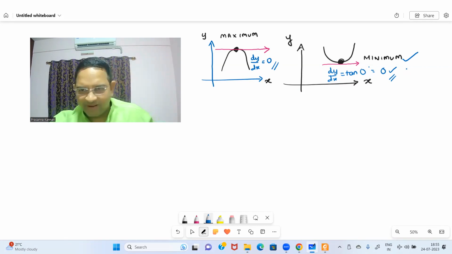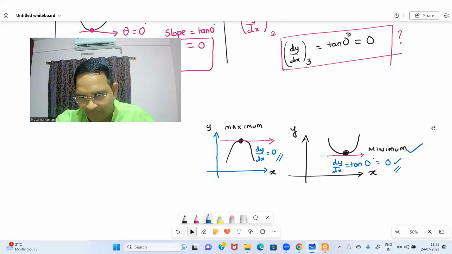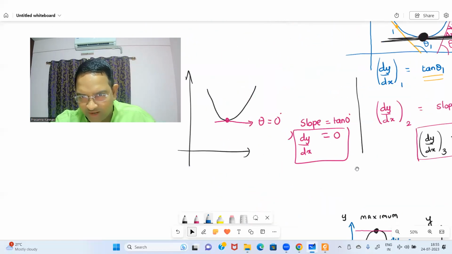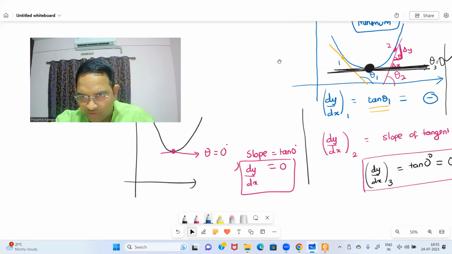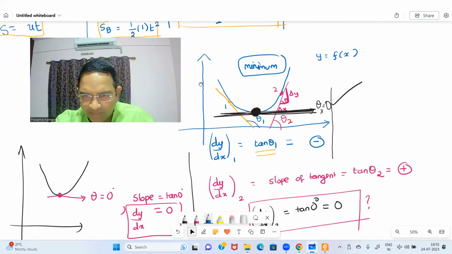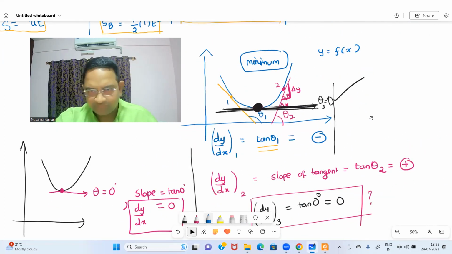For that, the other diagram will be required. So one condition is not enough. The second condition is also required. Let me now take you through this graph. I was drawing this graph. Now pay close attention to this.